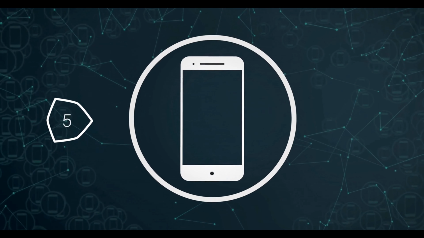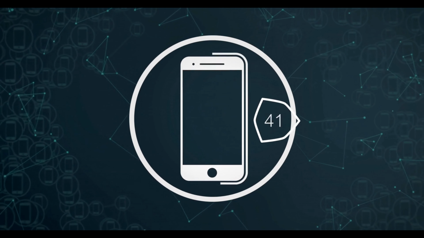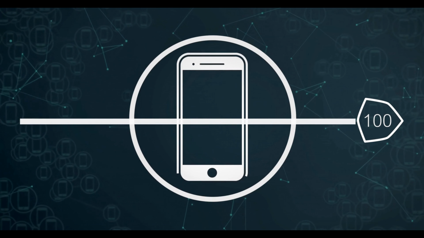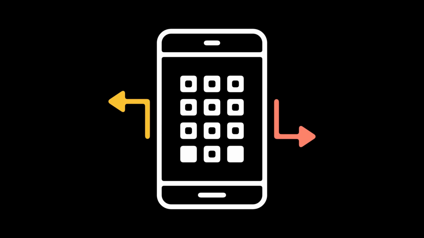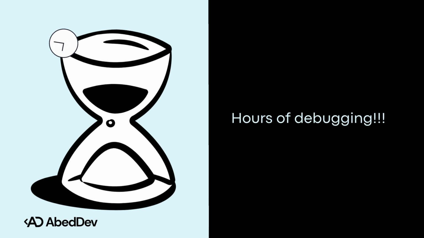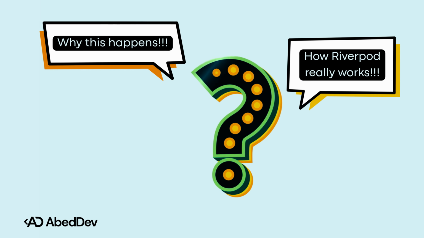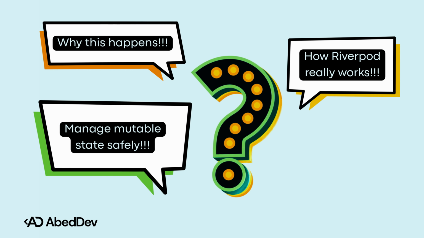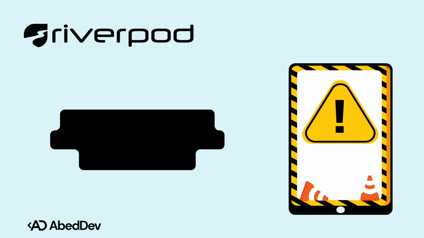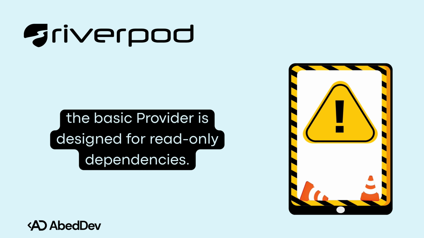If your Riverpod UI stops updating, this might be why. One of the most common mistakes Flutter developers make is using Provider for mutable state. It looks correct, it compiles, but your UI never updates. This mistake silently breaks your architecture and leads to hours of debugging. In this video, you will learn why this happens, how Riverpod really works, and the correct way to manage mutable state safely. The problem: in Riverpod, the basic Provider is designed for read-only dependencies.